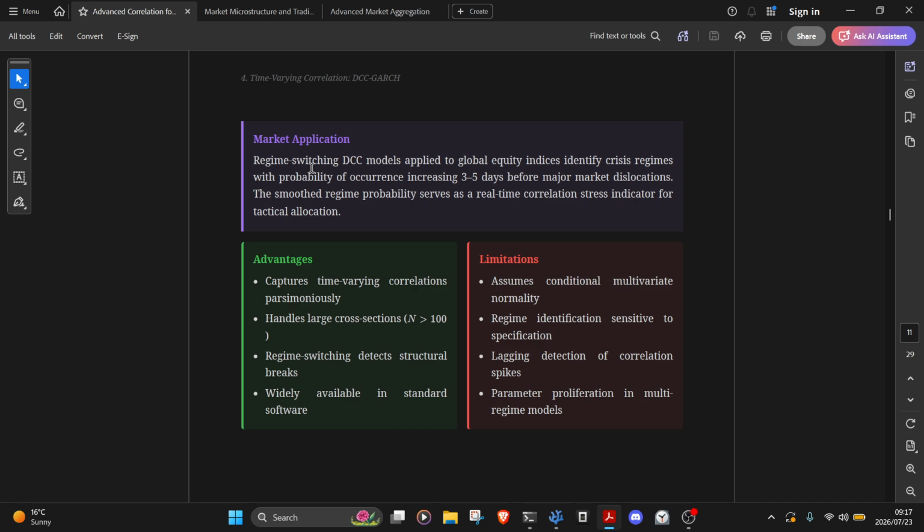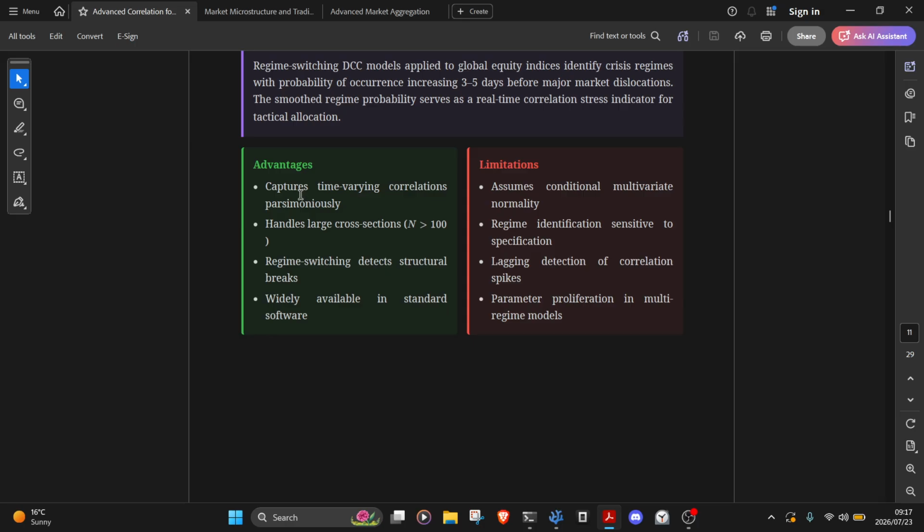Market application: regime switching DCC models applied to global equity indexes identify crisis regimes with probability of occurrence increasing 3 to 5 days before major market dislocations. The smooth regime probability serves as a real-time correlation stress indicator for tactical allocation.